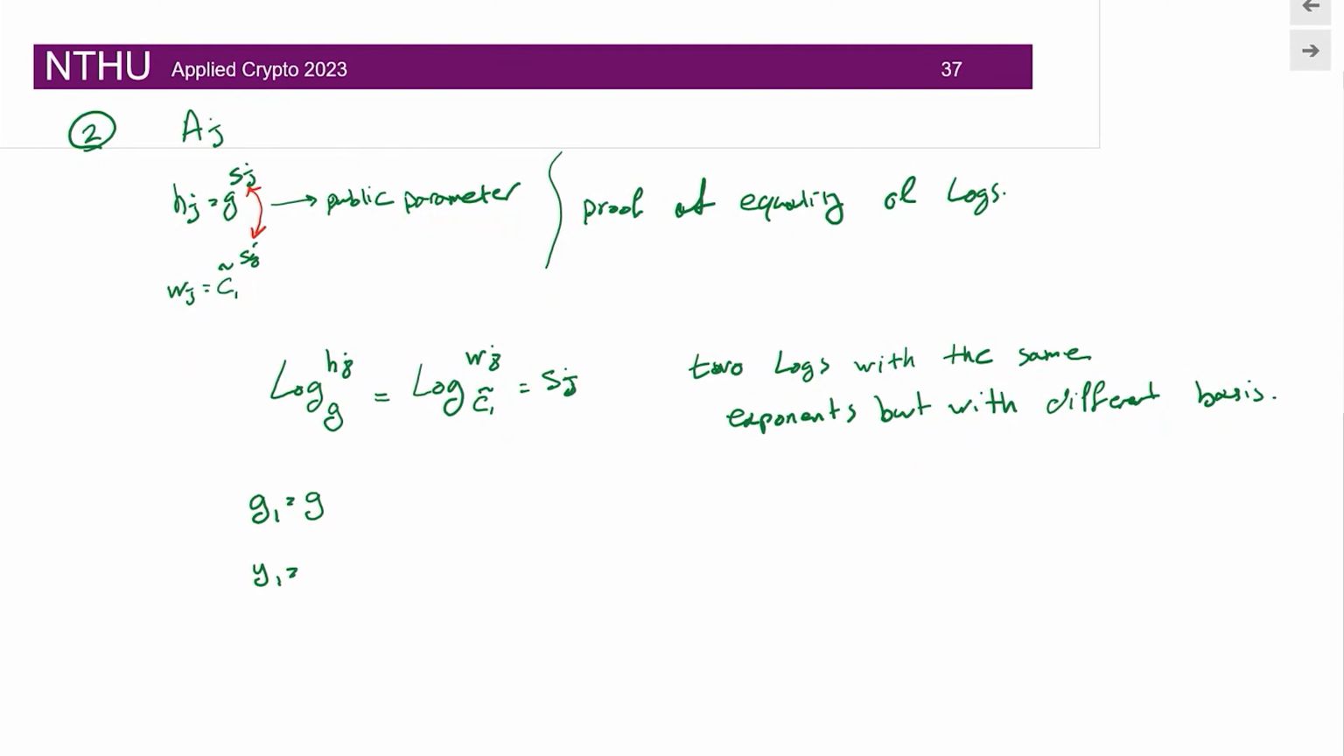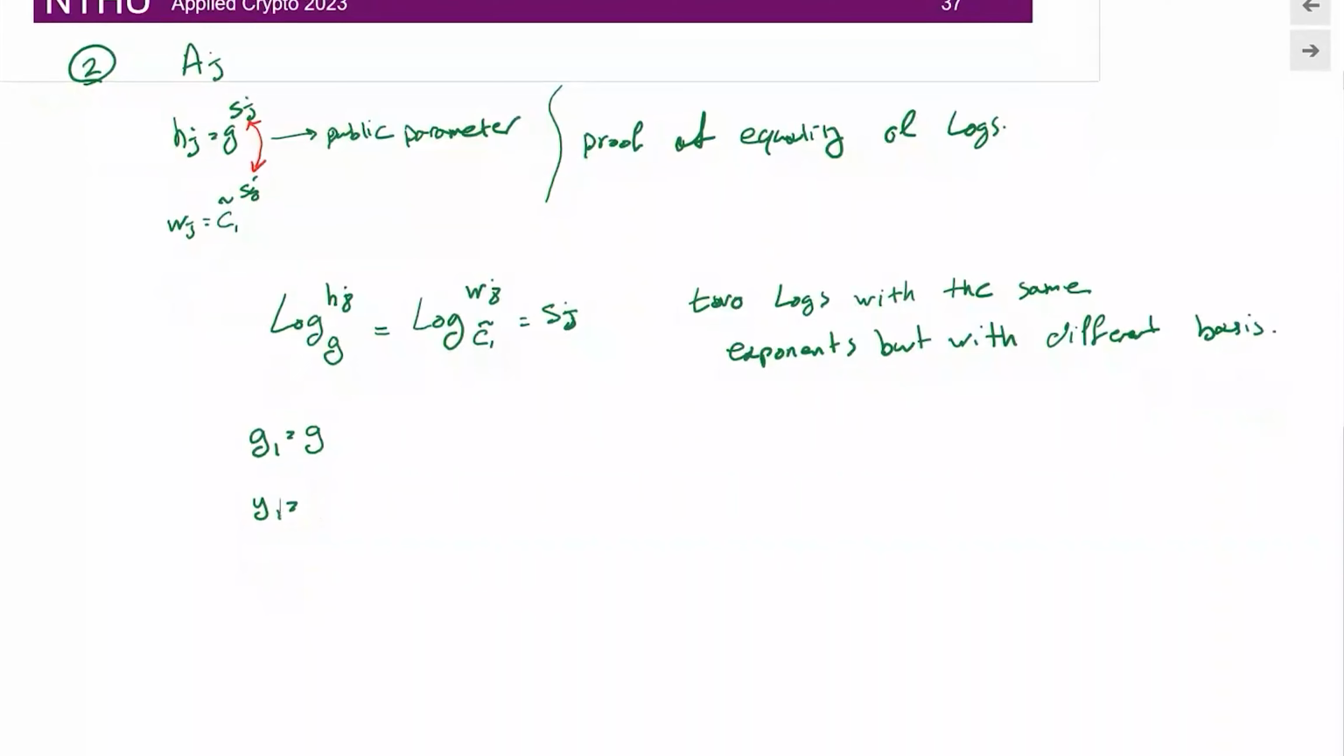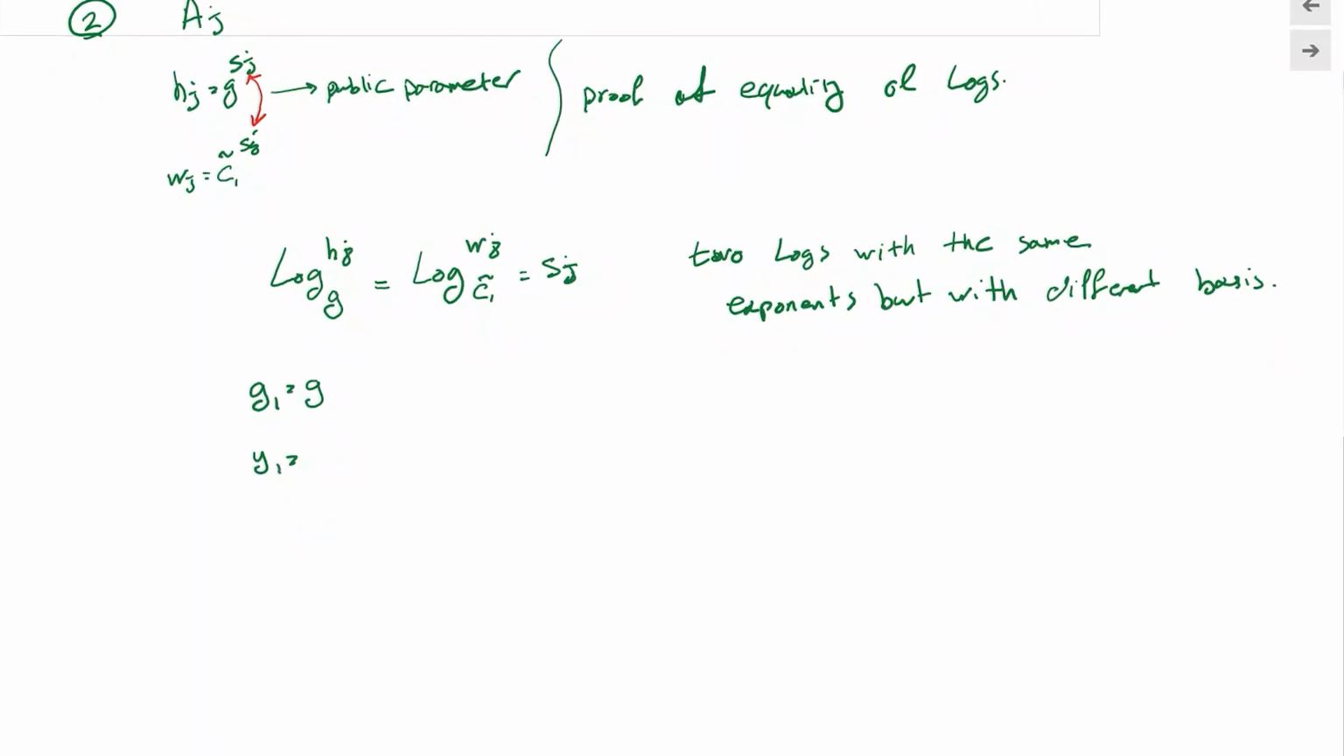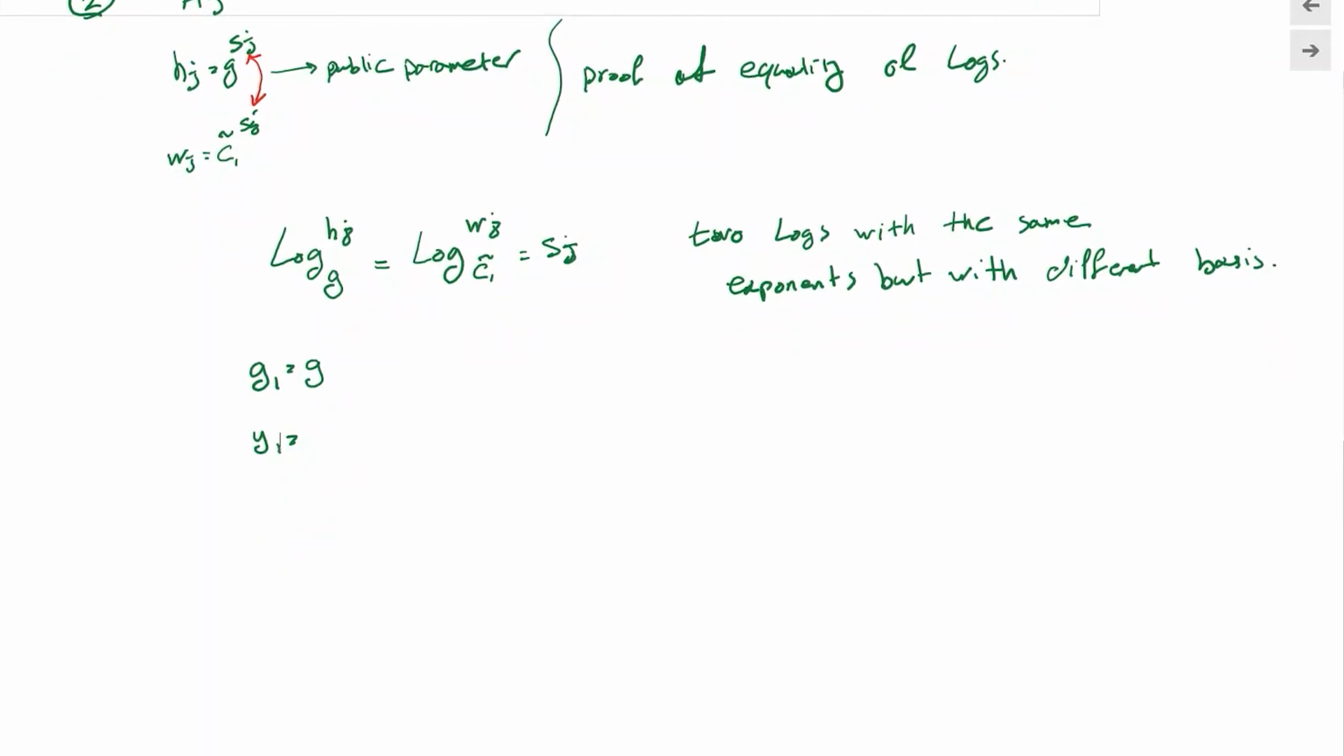show this equality between the logs. We basically want to show that we have two logs whose exponents are the same, SJ, but with different bases, G and C1. So that is what we are trying to say: that this authority can compute this discrete log for two different bases with the same exponent. So we were trying to change those variables to make it more understandable.